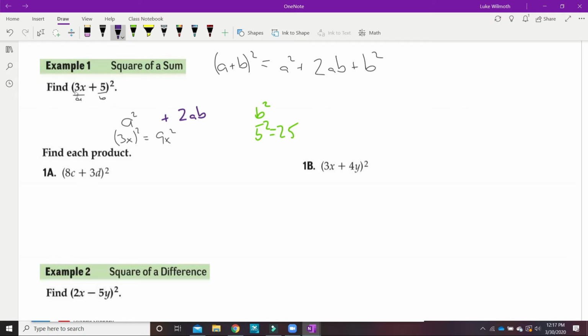So a times b is going to be 15x. So it's 2 times 3x times 5. That's 2ab, which is 2 times 3 is 6, and 6 times 5 is 30. So I have 30x here. Okay, so my final answer is 9x squared plus 30x plus 25.